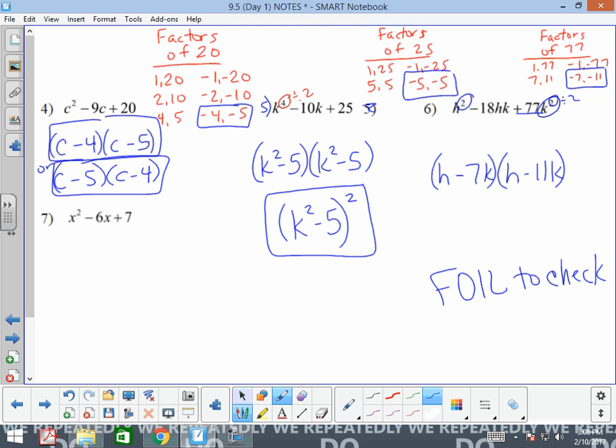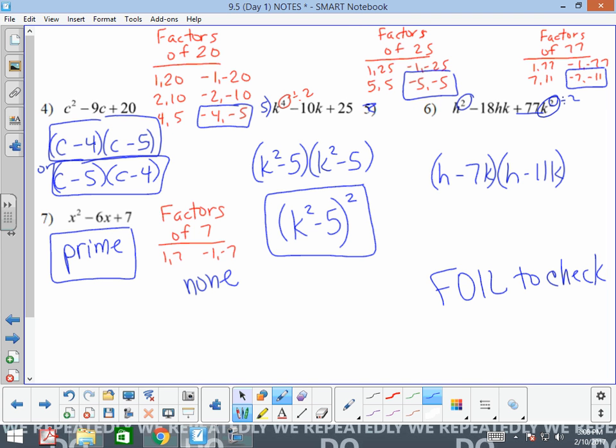Okay. All right, last one, number 7. Factors of 7 are 1 and 7, negative 1 and negative 7. We're looking for the factors that add up to be negative 6. Well, there aren't any. So what that means is this answer is what we call prime.